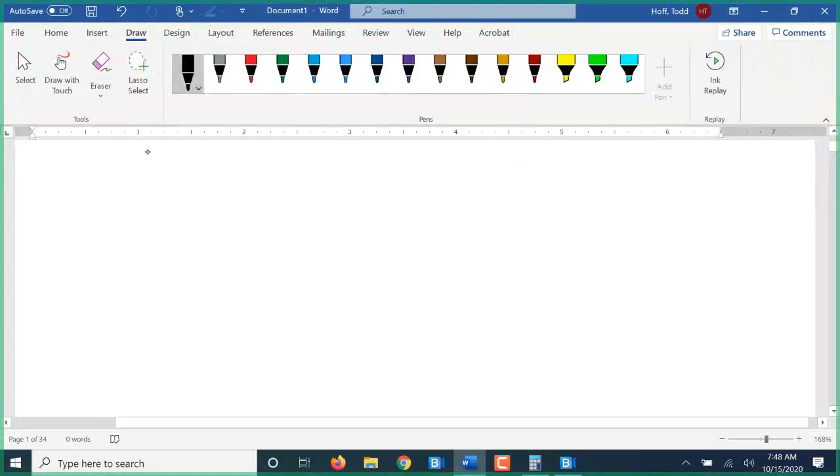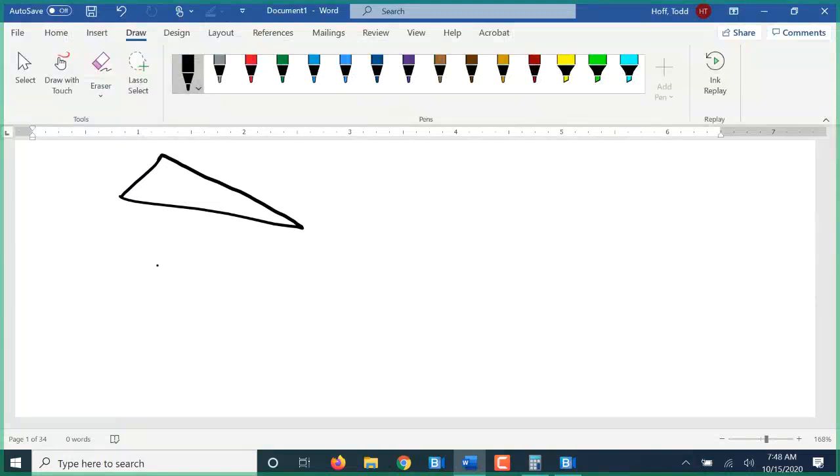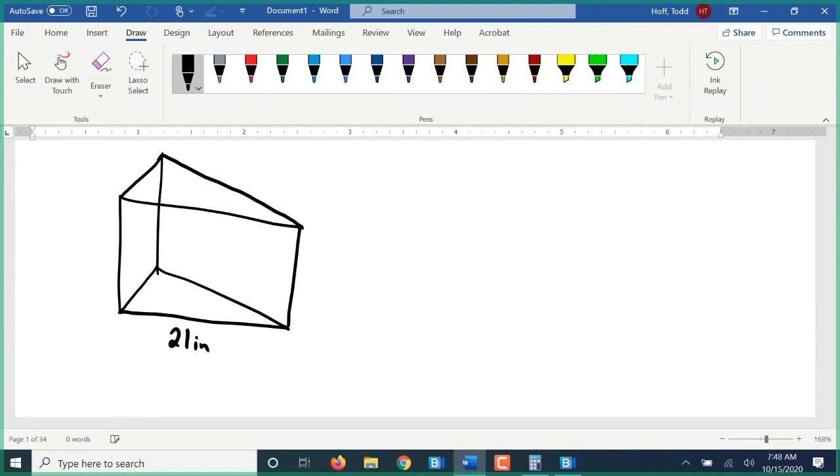Okay, so our next one is going to involve a triangle. Our triangle here is going to be 21 inches, 18 inches, and 7 inches with a height of 12 inches. Once again, find the volume and surface area. I'll give you a few minutes and then we'll go over that one.